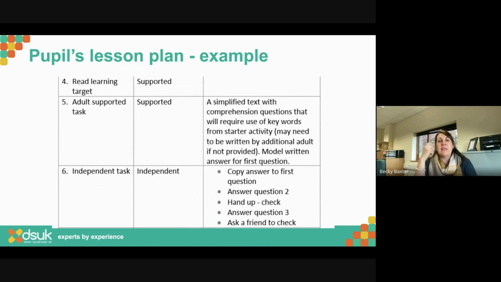Then it says read the learning target. That's with support. And then you've got that adult supported task. We've got simplified text with comprehension questions that will require the use of those keywords that we've got in our starter activity. Going to model the written answer for the first question. Nice visual of what we should be doing rather than repeating or explaining, because that's going to be tricky for us. And then, be left to copy the first answer to the question, have a go at question 2, put your hands up. Adult's going to come back and check, give you any support, any pointers, and then move on to question 3.